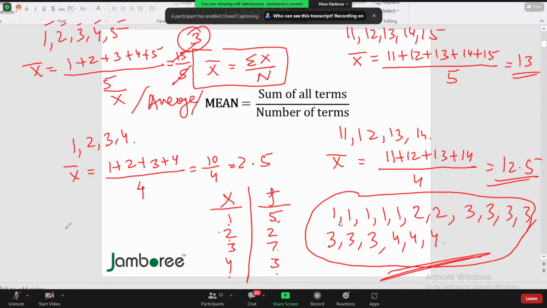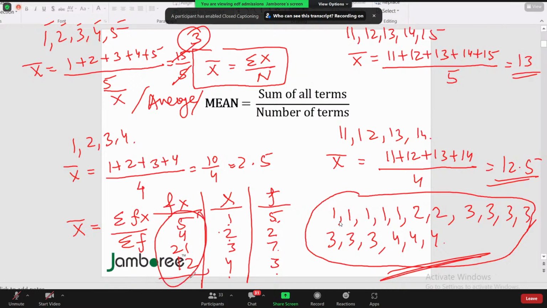So what you can simply relate here is that you can calculate the mean of the series by calculating summation of fx divided by summation of f. So you need to simply multiply f and x. So 1 into 5, that is 5, 2 into 2, which is 4, 7 3s are 21, 4 3s are 12. Add these 4 numbers, the sum total of that will come in the numerator and the sum total of frequency will come in the denominator. That's how you will calculate the mean of the series.